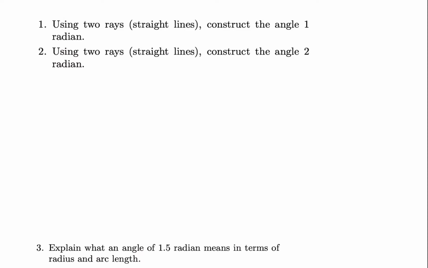So first one, construct 1 radian. We think about it as 1 radian means that if I have a radius of this length, let's say I call it r, the arc length created by this angle, let me do it better, is also this length. This arc length is also r, same length. And now we have the angle measure of 1 radian. This is 1 radian.